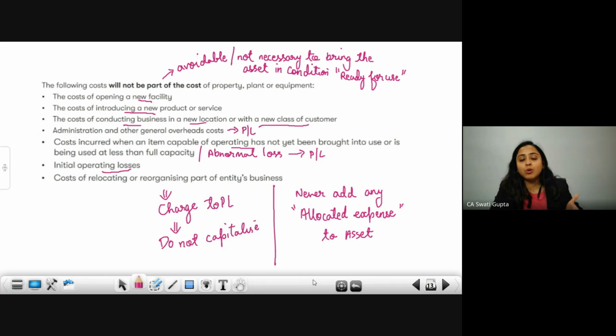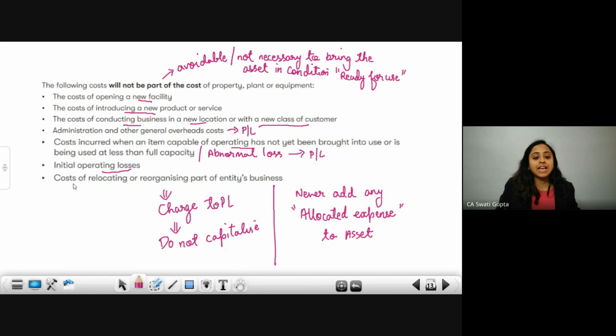Till that point in time, all the expenses will be capitalized, added to PPE. Right after that, for example, for 1 month, you have manufactured 1 lakh units but this is not going into profits. The initial expenses are so high that it is not able to cover up. So initial operating losses that happen right after the machine is ready for use are never eligible for capitalization, because this takes place after the PPE is ready for use.